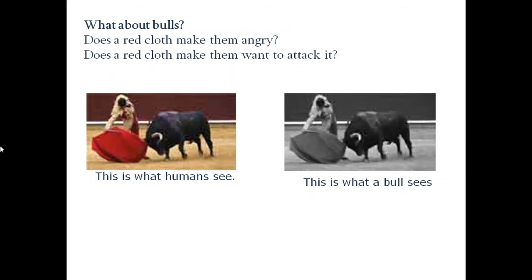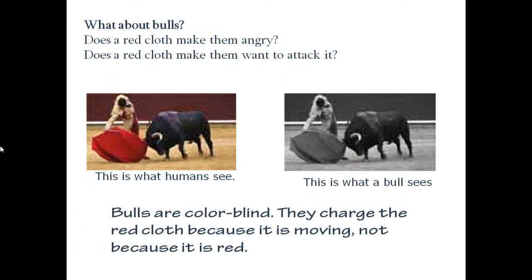This is what a bull sees. See, the color vision is... bulls are color blind. They can't see color. They can only see black and white. They charge the red cloth because it is moving. They attack that red color because it is moving, not because it is red.